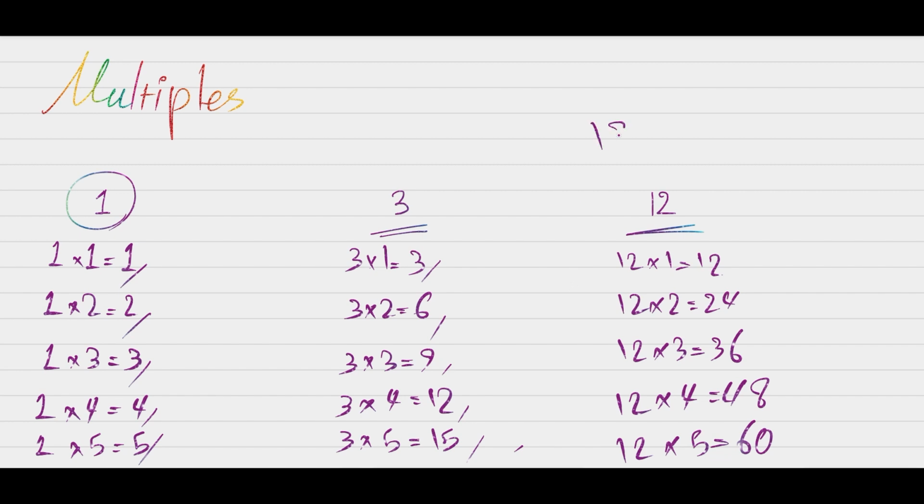I could say 12 times 100 is 1200. So 1200 is a multiple of 12. As long as I can take the multiple and divide it by the original number and get a whole number answer, I know that this number is a multiple of that number. So just a little review.